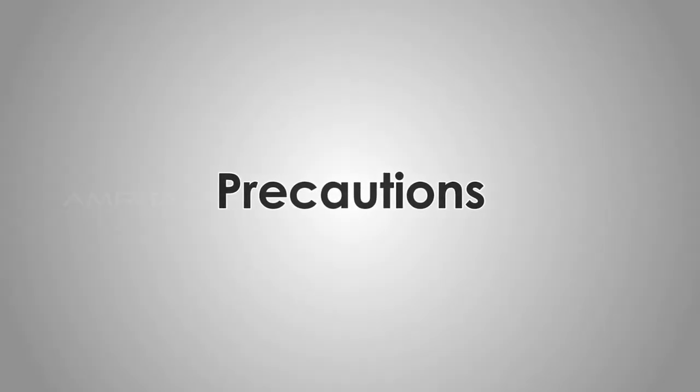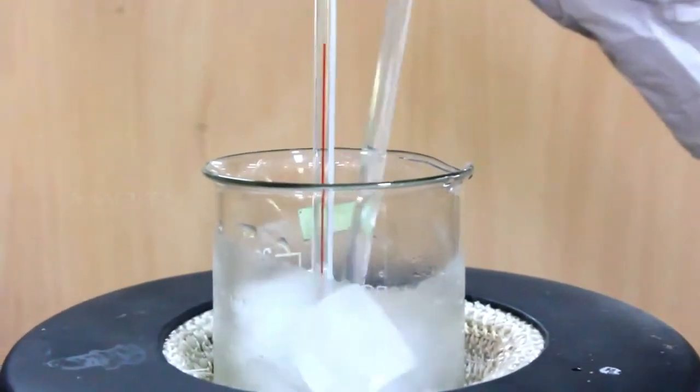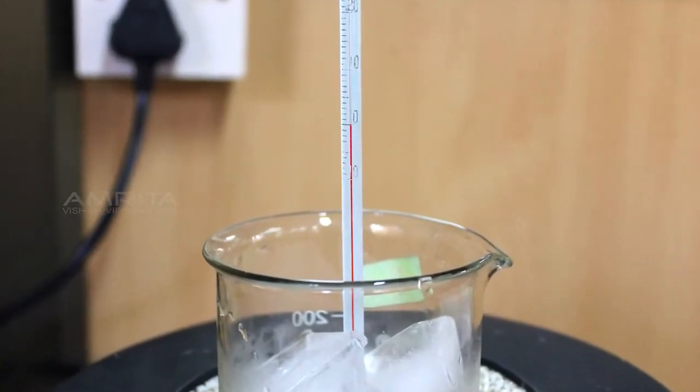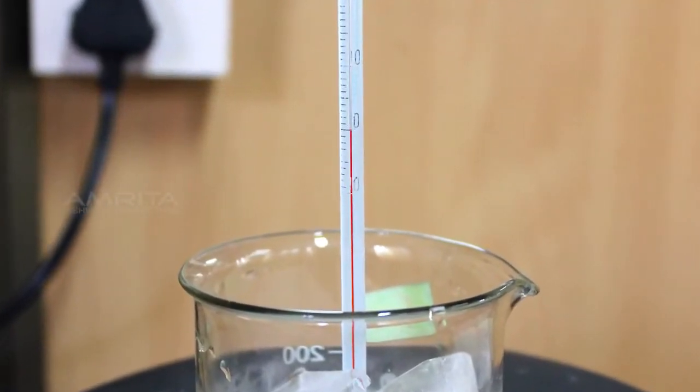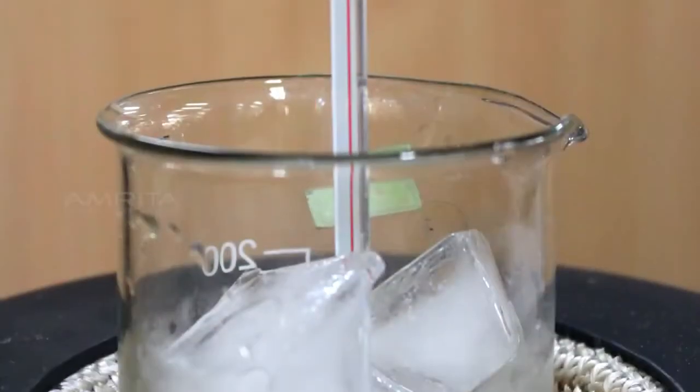Precautions: Ice cubes should be stirred continuously to maintain a uniform temperature throughout the experiment. The bulb of the thermometer should be kept surrounded with ice cubes.